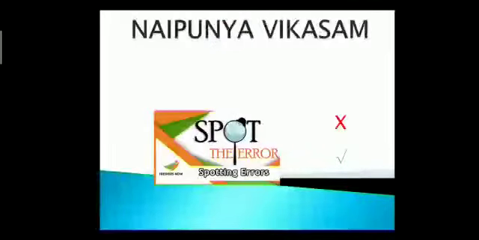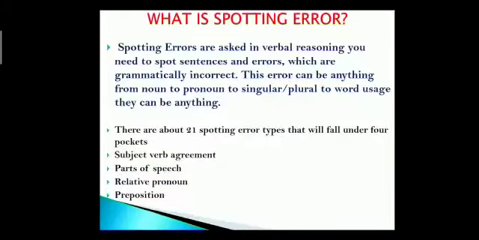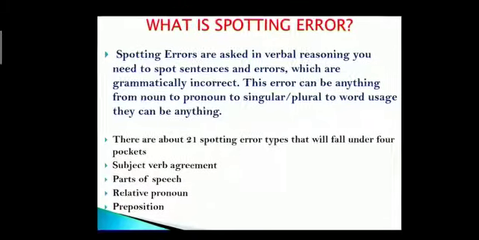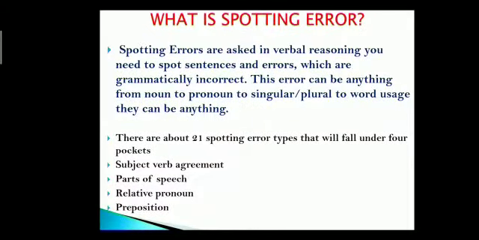Welcome to Naipunya Vikasam. Today we are going to learn about spotting errors. Spotting errors are the most important topic for competitive exams. Let's see what a spotting error is. Spotting errors are asked in verbal reasoning. You need to spot sentences and errors which are grammatically incorrect. This error can be anything from noun to pronoun, to singular or plural to word usage. They can be anything. There are about 21 spotting error types that fall under four packets.